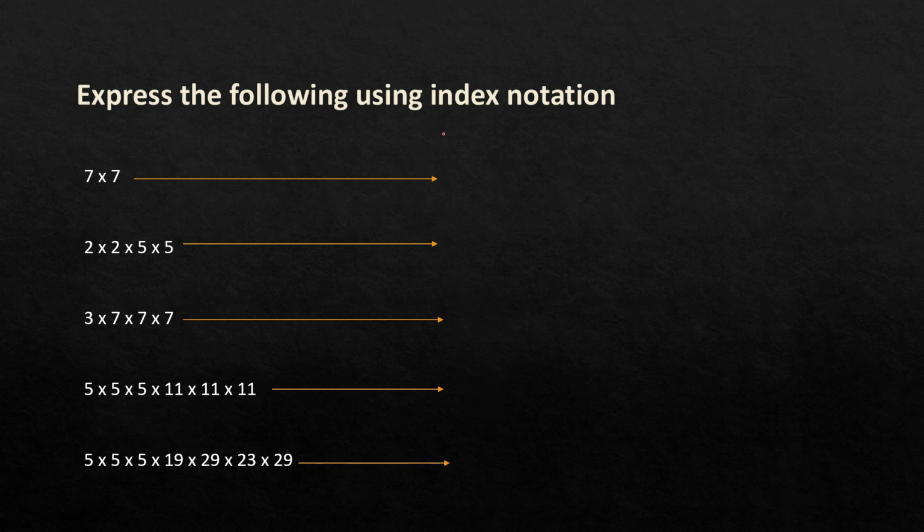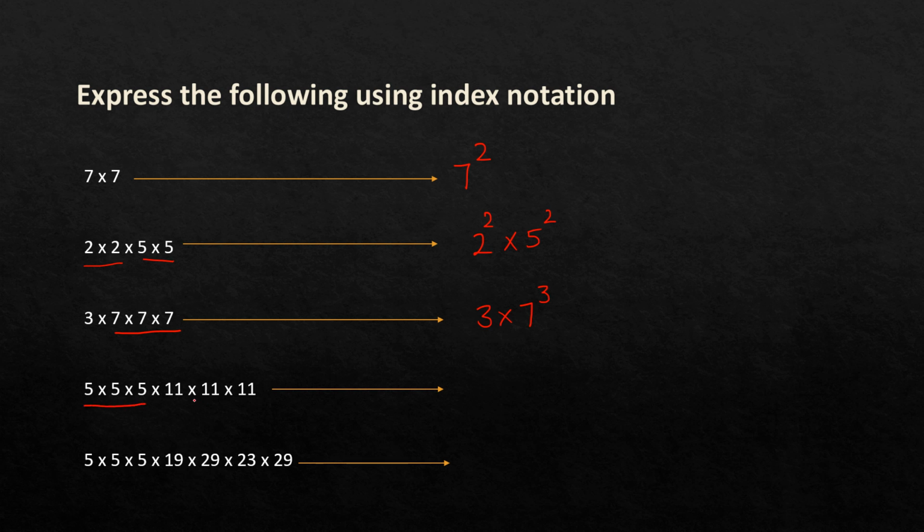Express the following using index notation. 7 times 7 can be written as 7 square, 7 to the power 2. Here we have 2 2's and 2 5's, so 2 square times 5 square. And here we have 1 3 and 3 7's, so 3 times 7 cube, or 7 to the power 3.